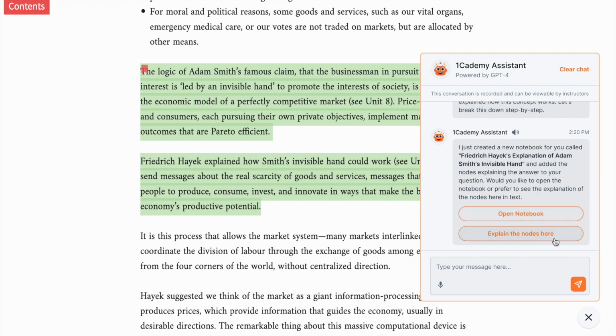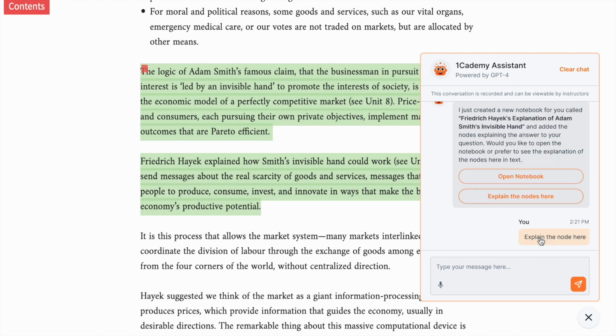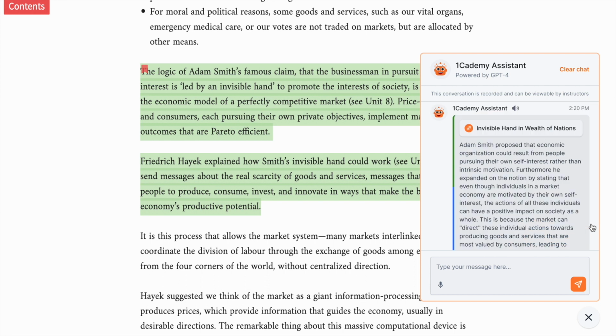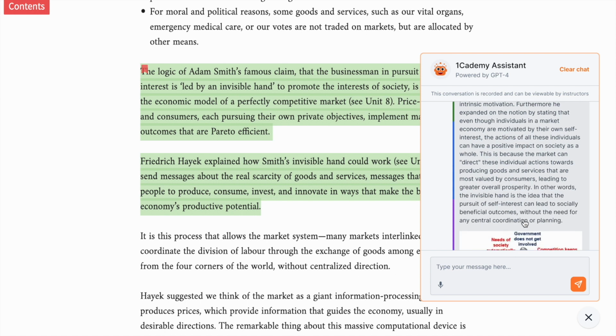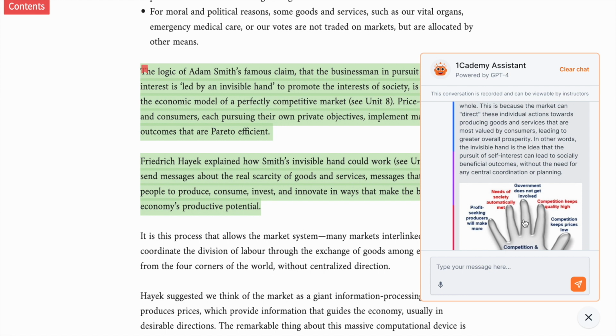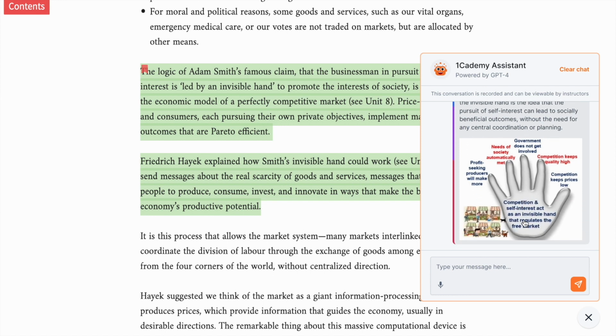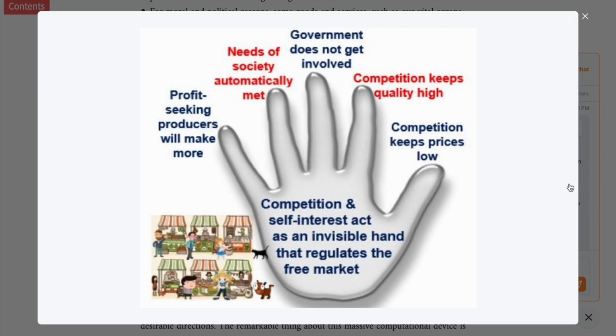The user now has the option to either view the notebook with a stepwise explanation in a graph or have the assistant explain it on the current page. The user selects to have the explanation on the current page. In this example, the assistant offers a definition of the invisible hand in Adam Smith's Wealth of Nations. It also offers a diagram of the concept that the user can expand to view.